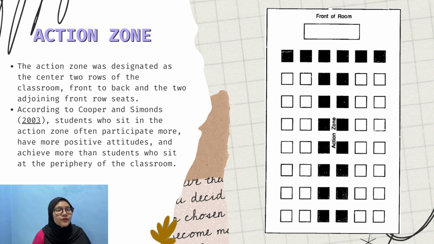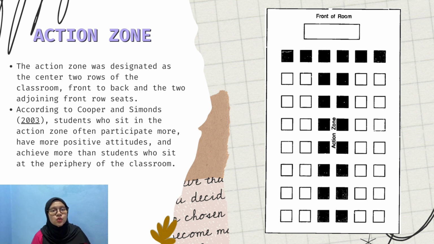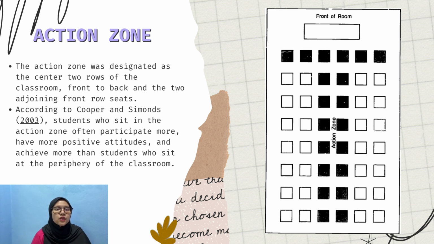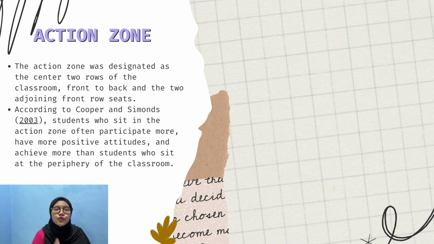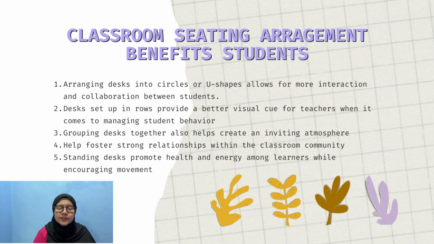Simply by moving around the room, you can move the action zone to increase your proximity to students and include them in the action zone. You don't have to move students, you just have to move yourself. There are many benefits to providing different seating arrangements in the classroom. First, arranging desks into circles or U-shapes allows for more interaction and collaboration between students, which can lead to a deeper understanding of the material being taught.